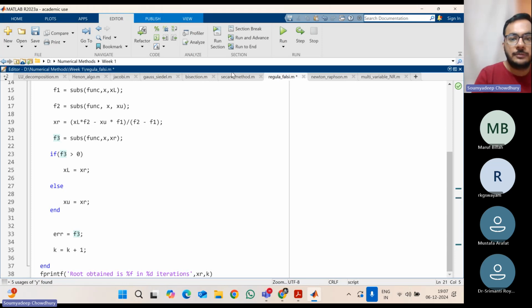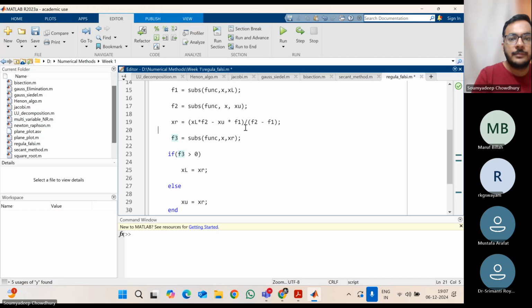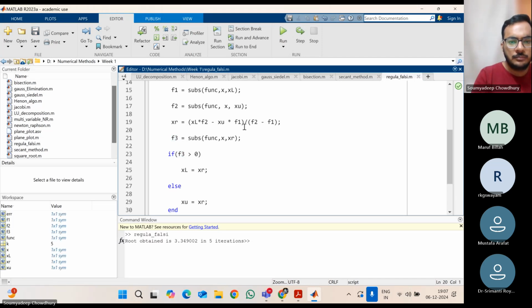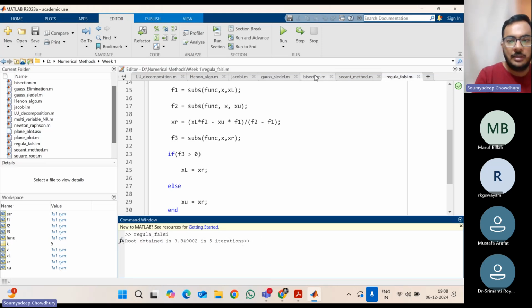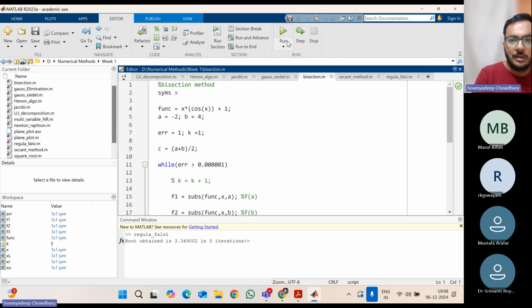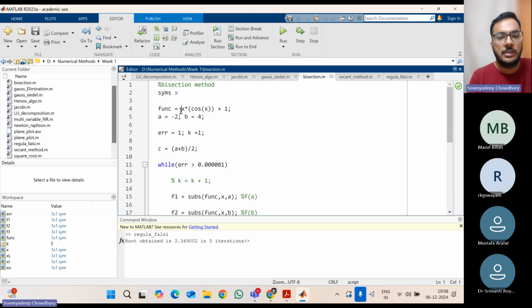So I'll run this code. You can see here this root obtained is 3.34 in 5 iterations. Similarly, if I run the bisection method, just remember in regula falsi it was five iterations, right? So I'll just change the equation here.